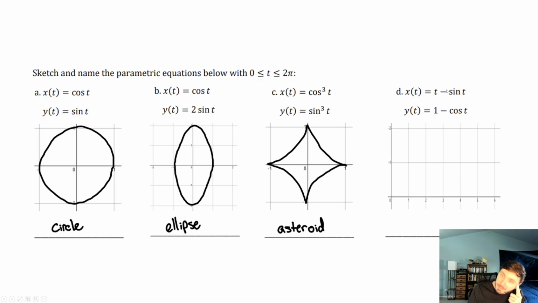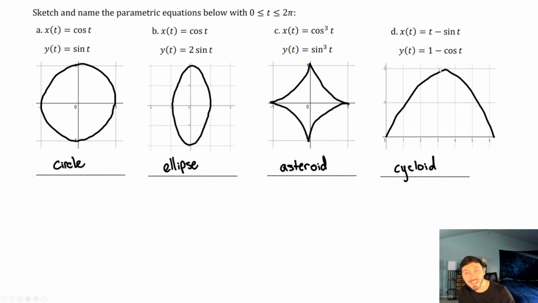And then the last one, this one is a famous one as well. If you don't know it, obviously that's okay, but let's see if you do know it. All right, here it is, 3, 2, 1. It's the cycloid. So let me show you the cycloid.